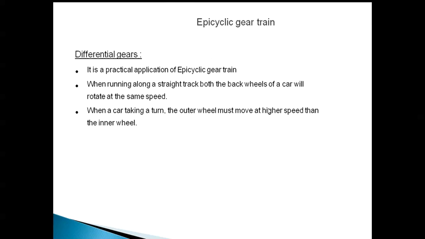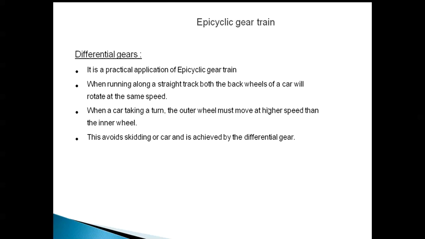But whenever the car is taking a turn, the outer wheel must move faster than the inner wheel, because the inner has a smaller radius whereas the outer has a larger radius. To get the correct turn, the inner wheel rotates a lower distance, whereas the outer wheel moves at higher speed.